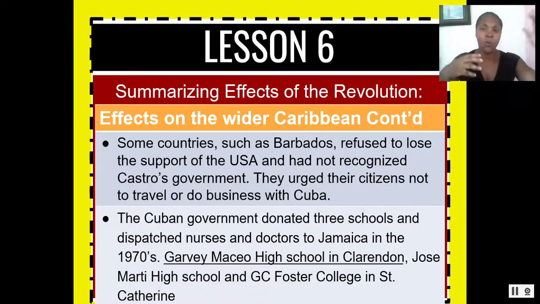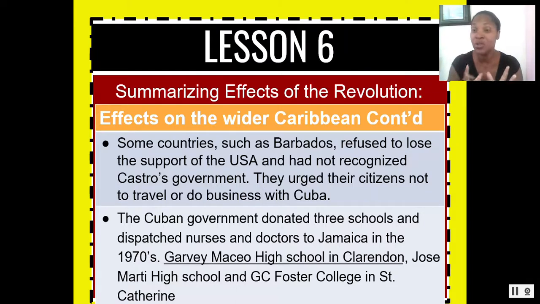So 3 schools were given as a gift. One school named fully Cuban, one school named fully Jamaican, and one school with a combination of a Cuban and Jamaican name, and that is, of course, the Garvey Massey High School right here in Clarendon. So big up my Cubans. All right, so yes, Garvey Massey High School, and we are proud of our heritage.